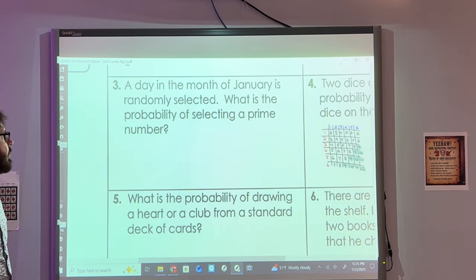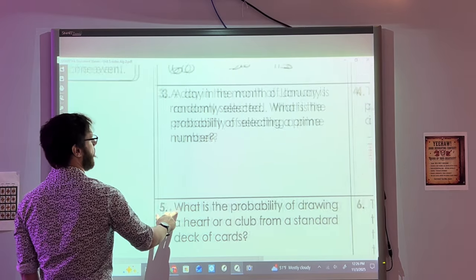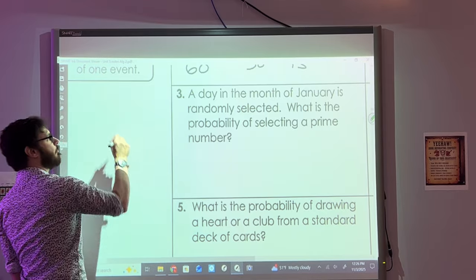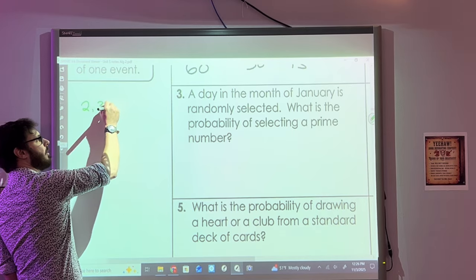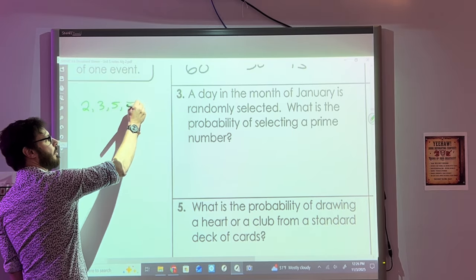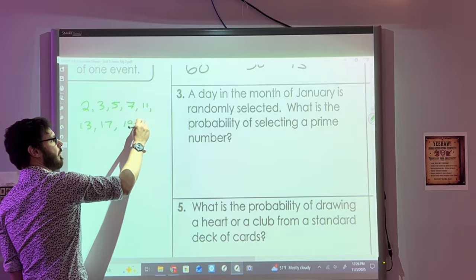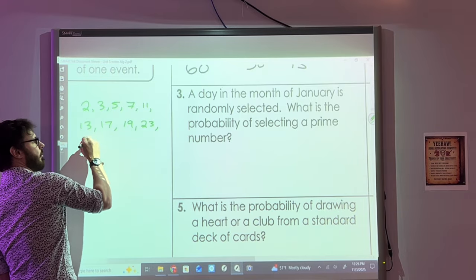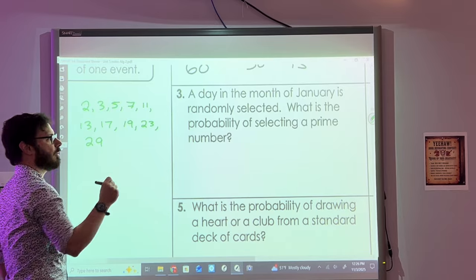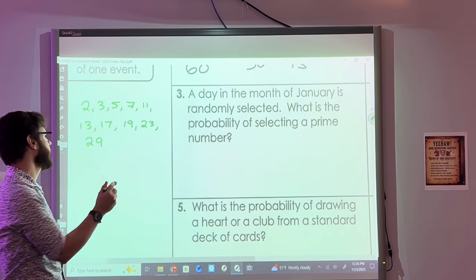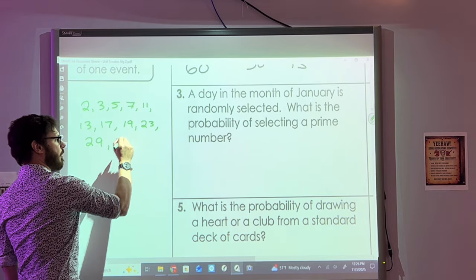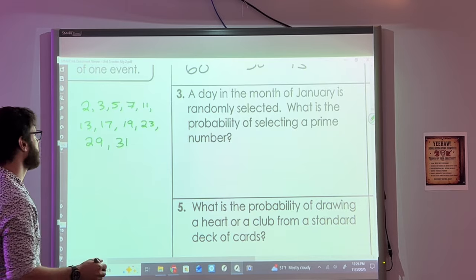A day in the month of January is randomly picked. What's the probability of selecting a prime number? Okay, so prime numbers, we gotta list them: 2, 3, 5, 7, 11, 13, 17, 19, 23, 29. And January has 31 days, so 31 is also prime.